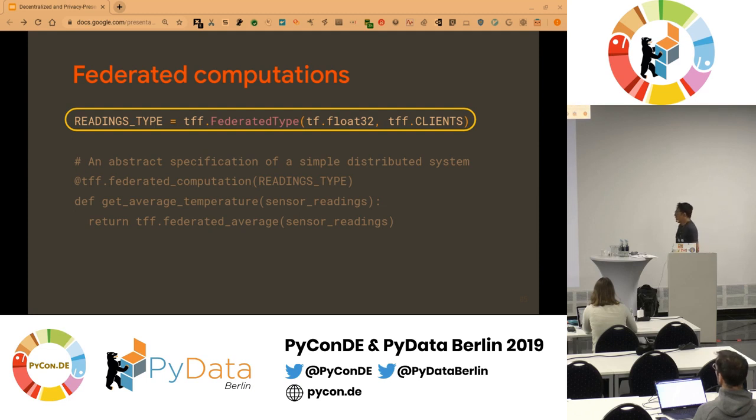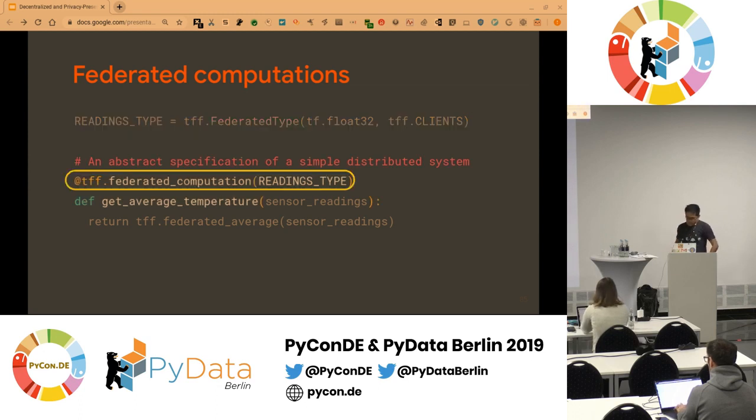So right. Now that we have established that we need federated types and we need federated operators, that should give us federated computation. The first thing in this particular case is we create this federated type called readings type, and the placement is clients, and it's a type of float32, right? So it specifically means that it's a multi-set distributed across clients, and it's a float32 type.